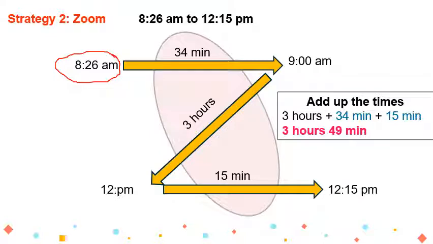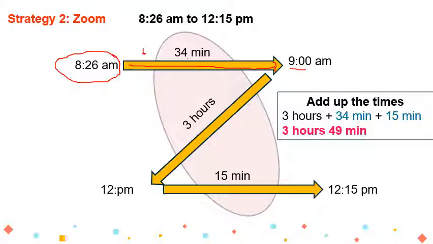So here I'm going to bring this to the hour. So instead of adding the hours first, I'm going to bring this to 9 a.m. And I know that 26 plus 34 is 60. So that will bring me to the nearest hour, which is 9 a.m. So I'm going to zoom across this way. I'm going to put my 34 minutes in here. Now that I'm at 9 a.m., I know that 9 plus 3 is 12.